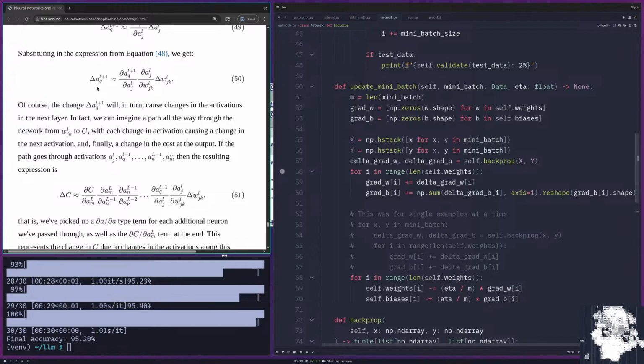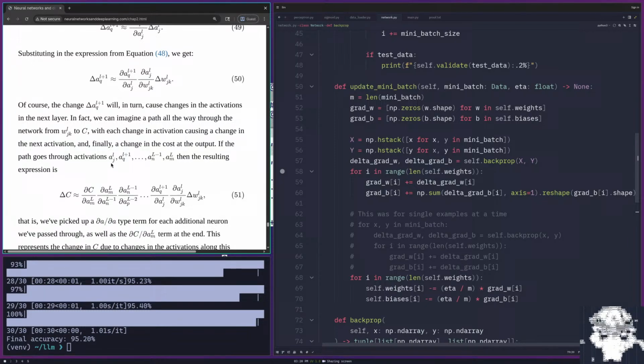delta A^(l+1)_q is approximately equal to the derivative of A^(l+1)_q with respect to A^l_j times the derivative of A^l_j with respect to W^l_jk times delta W^l_jk. Of course, the change delta A^(l+1)_q will, in turn, cause changes in the activations in the next layer. In fact, we can imagine a path all the way through the network from W^l_jk to C, causing a change in the next activation, and finally, a change in the cost of the output.